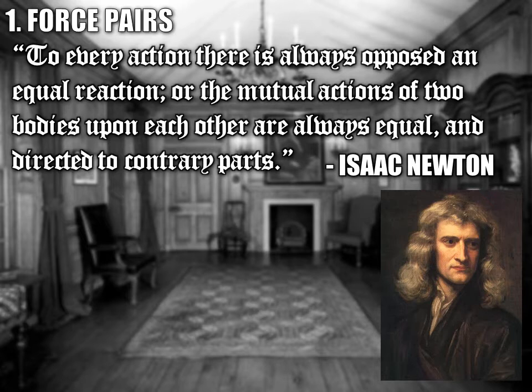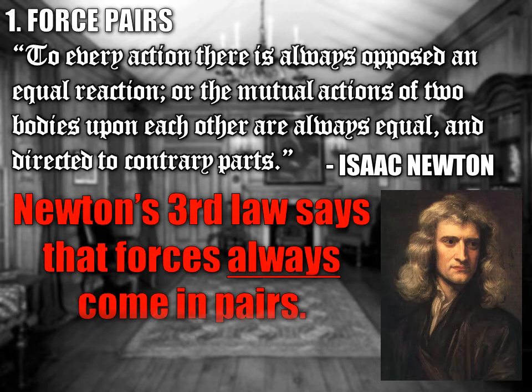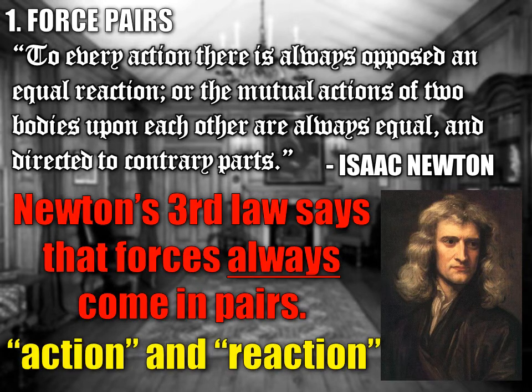So our objective here is to take this idea and break it down into small pieces. The first idea that we see here is that Newton's third law says forces always come in pairs. To every action there is always opposed an equal reaction. So the idea is that any time there's a force, there must always be two forces, one on one object and one on the other object. A force occurs when two objects interact with each other. So forces will always come in pairs. You cannot have a single force. There must always be two forces, one on each of the two different objects that are interacting.